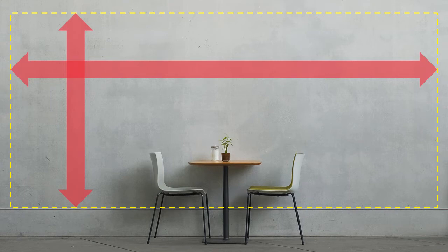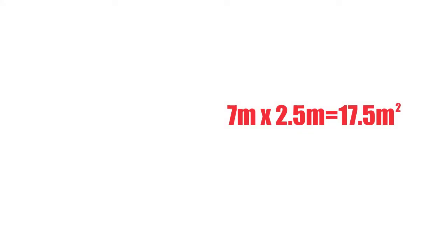Let's say that this wall is 7 metres by 2.5 metres. To work out the area, you need to grab your calculator and multiply the length by the height. 7 times 2.5 is 17.5 metres squared.